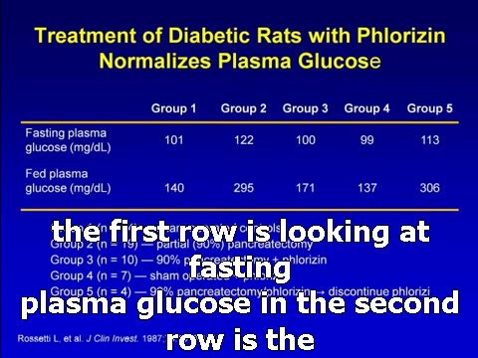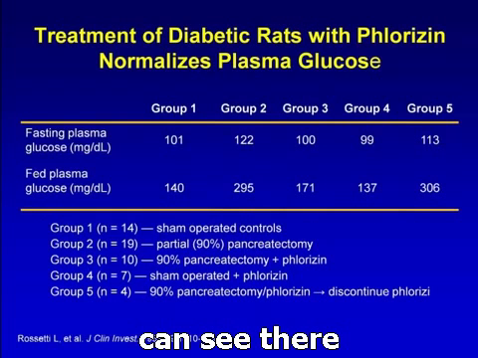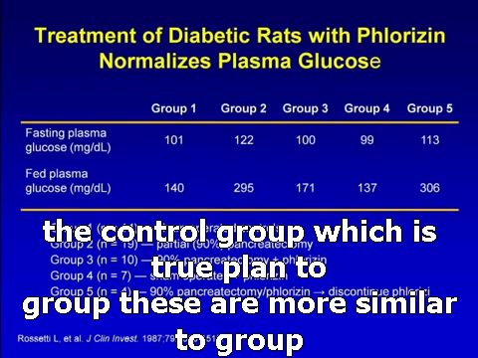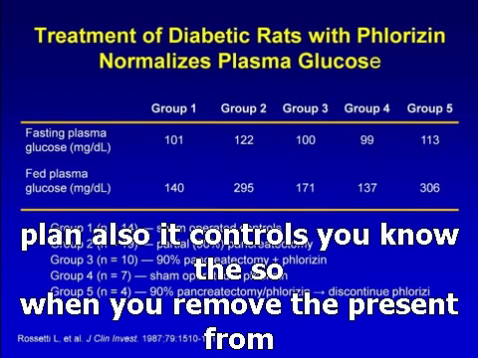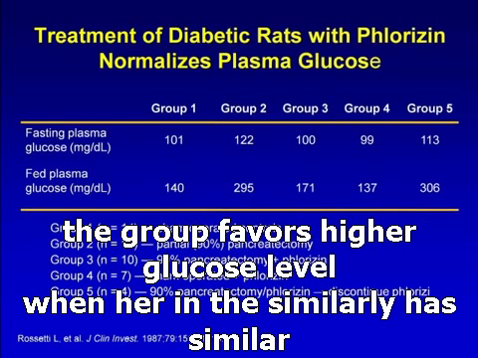The first row is looking at fasting plasma glucose, and the second row is the fed state, or the prandial glucose. So as you can see, if you infer from this, fluorescein actually lowers the fasting plasma glucose to almost the levels of the control group, which is group 1. So group 3 is almost similar to group 1. Also, when you remove the fluorescein from treatment, it goes back up towards the group with pancreatectomy, which is group 2. So group 5 has a higher glucose level, 113.